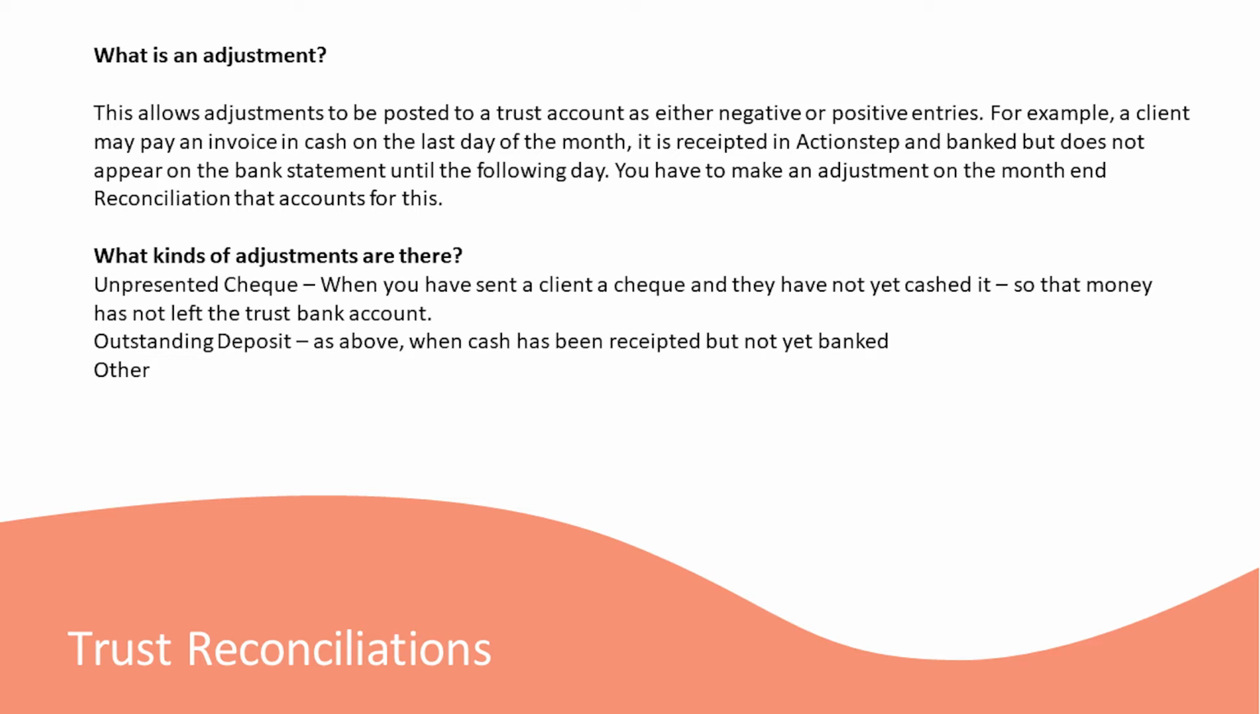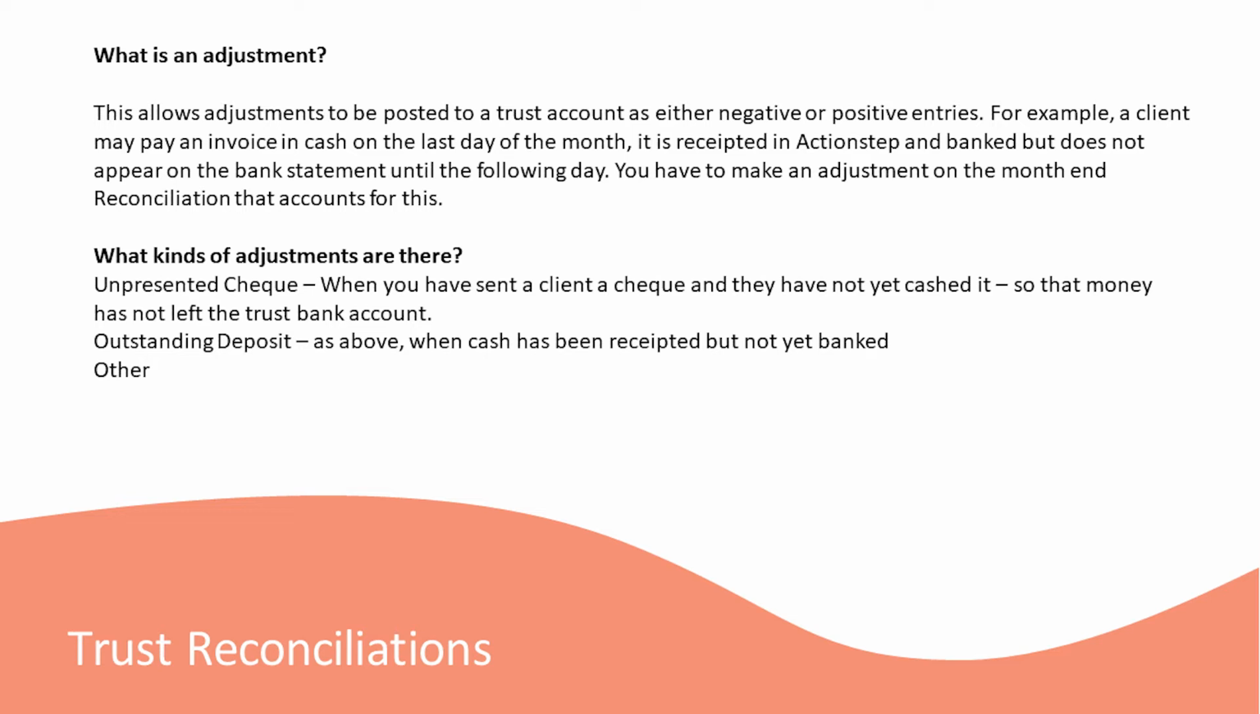positive entry. So for example, a client may come into the office and pay an invoice with cash, and it's the last day of the month. So we receipt that cash into Actionstep, but it's not banked and doesn't appear on the bank statement until the following day. So when I'm doing that month-end reconciliation, I can see in my Actionstep transaction that there has been a deposit. However, that deposit doesn't show in my bank account statement.